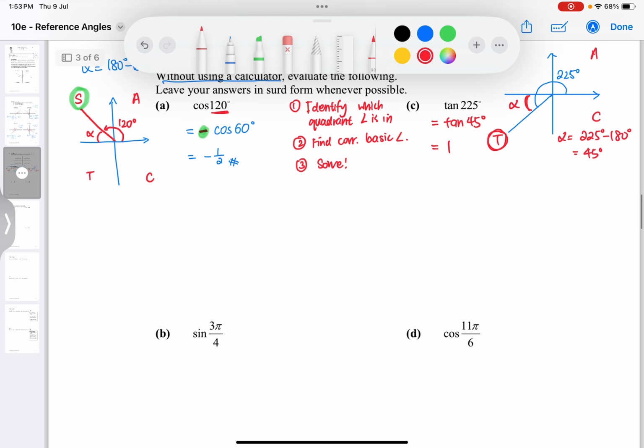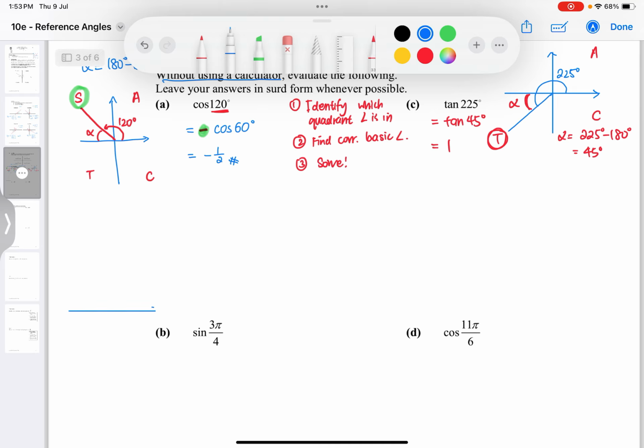Alright, so let's look at part B, sine 3 pi over 4. So again, first step, identify which quadrant this angle is in. So let me draw it out. If you're still not familiar, you can write this down. This is 0, and then 90 degrees is pi over 2, 180 degrees is pi, and then 270 is 3 pi over 2.